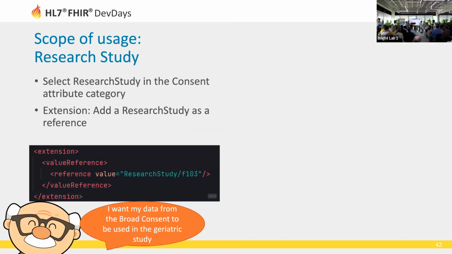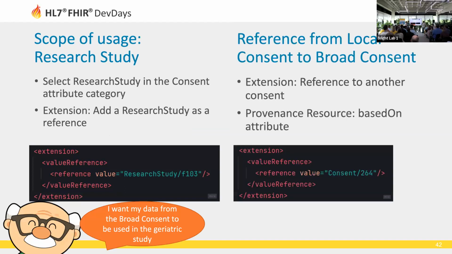Now, if we have a research study and a patient gives his consent for his data to be used, how do we reference this research study? We just added an extension to the research study. Now, what happens if, as we've seen before, the subject has signed a broad consent prior? Here, we can reference the consent in the consent resource to show that the broad consent was given beforehand.